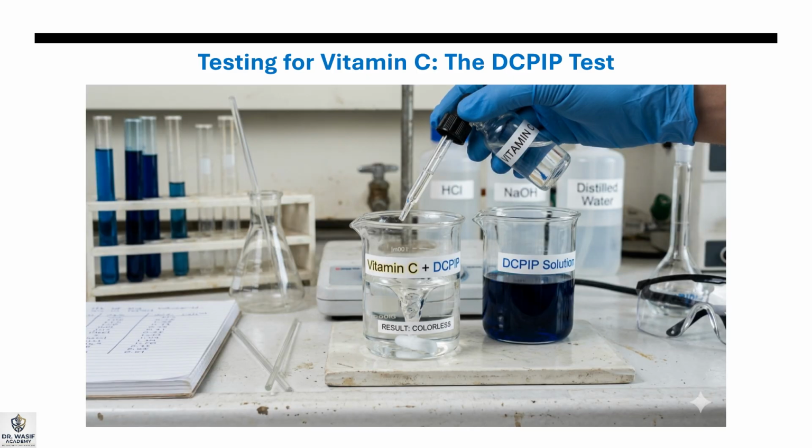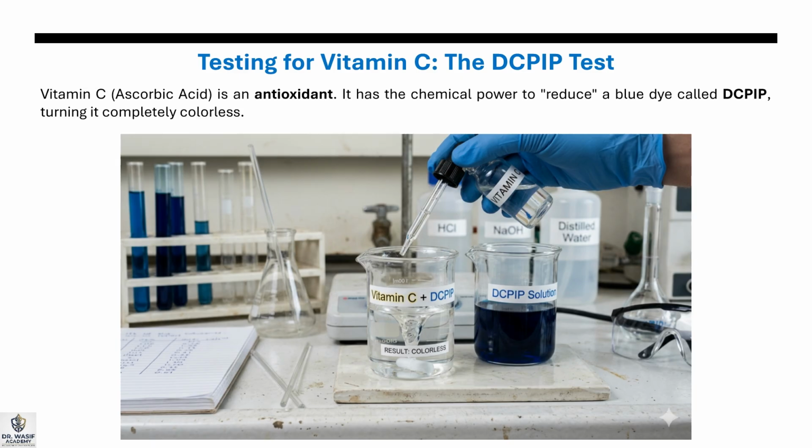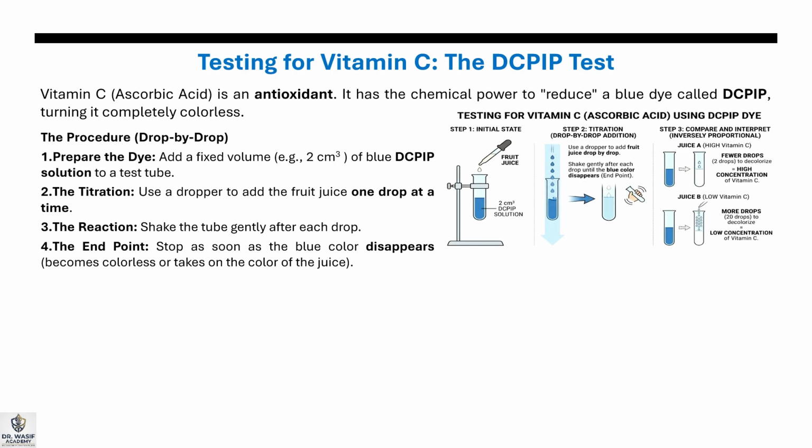As we have tested for the big four, but what about the micronutrients? For example, vitamin C, which is also known as ascorbic acid. For this, we use a blue dye called DCPIP. Okay, DCPIP. Vitamin C is a powerful antioxidant, which means it has the chemical strength to reduce the DCPIP, stripping away its blue color and turning it completely colorless.